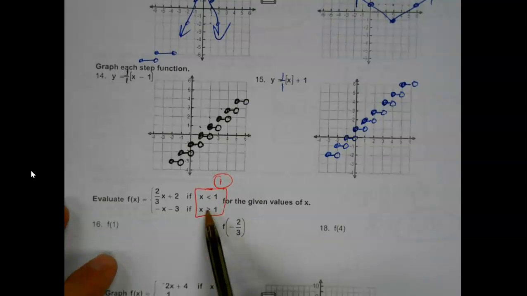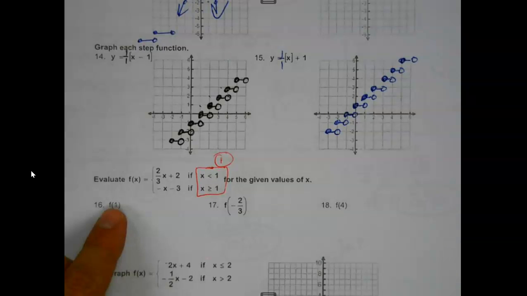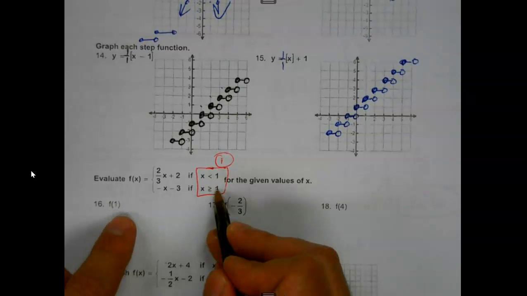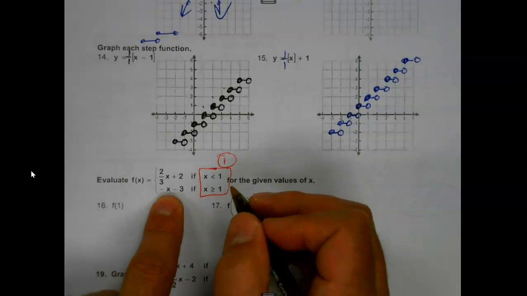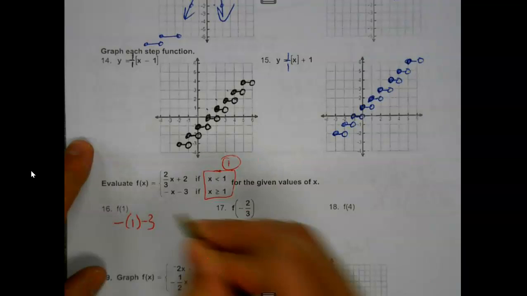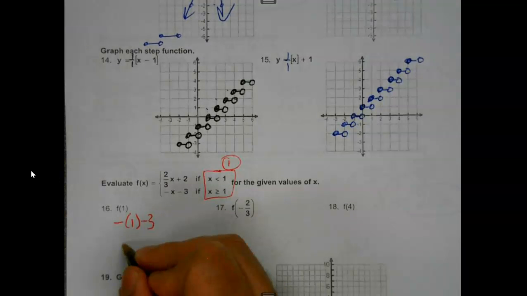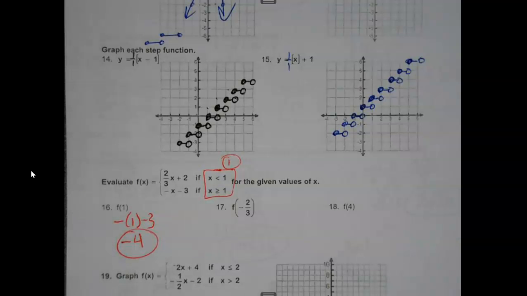First thing I'm looking at with each of these is which one does it fill in for? It will not work for both. Is 1 less than 1? Nope. Is 1 greater than 1? No, but it is equal to. Slide over to here. We're going to fill in the +1 for there, get my answer, move on to the next one.